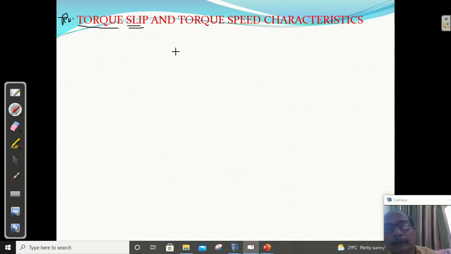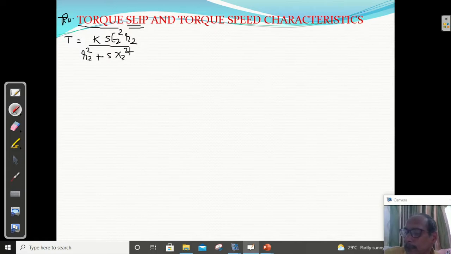So I am going to derive this formula. So we know T running is equal to K s E2 square R2 upon R2 square plus (sX2) whole square. This is the torque expression for running torque we have.